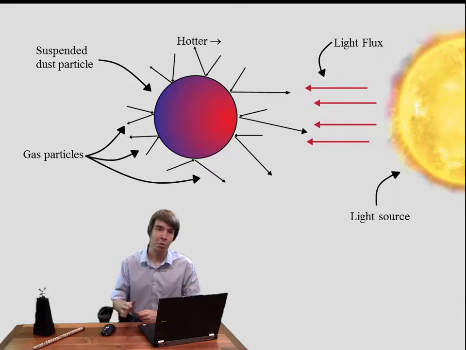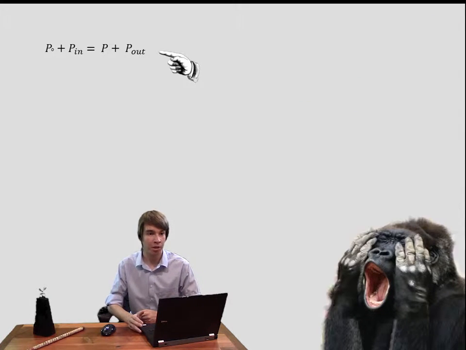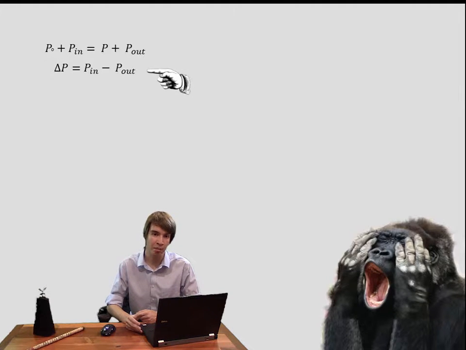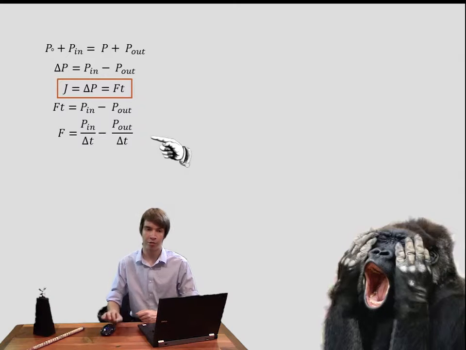side. From a momentum standpoint, we can let the initial momentum of the dust grain, P0, and the momentum of the incoming gas molecules, P_in, equal the final momentum of the dust grain, P, and the momentum of the outgoing gas particles, P_out. Now we can rearrange this expression using impulse to get an expression for the photophoretic force.